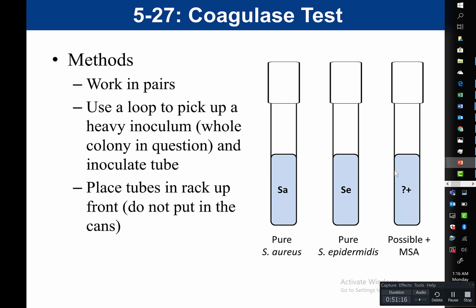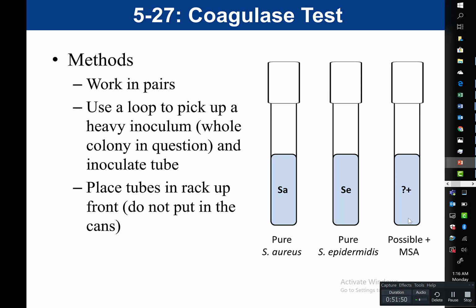And then when we came back, we would look at this tube and see, did this tube have a positive for a coagulase test? Was this a solid or was it a liquid? If we come back and look at this tube, this possible MSA positive, and it formed a clot, well, that's confirmatory for Staph aureus, because the clot is because the bacteria has coagulase.